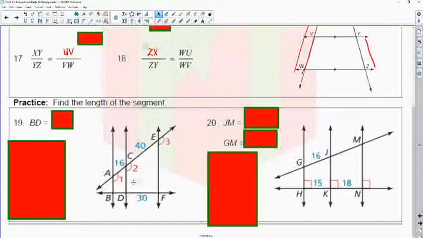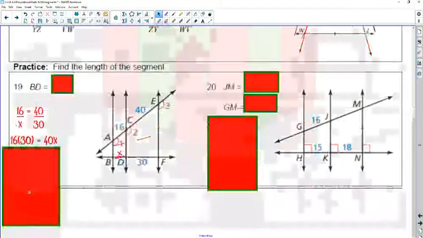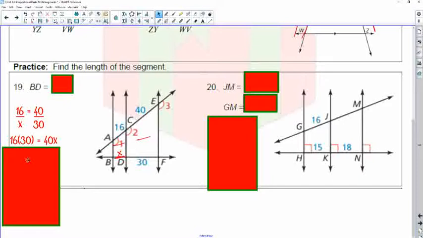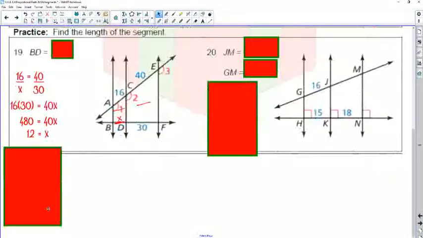All right, so with that concept, if I'm looking for BD, which is this piece right here, 16, I'm going to call this piece x because I don't know what it is. So top over bottom, top over bottom. So 16 over x goes with 40 over 30. Cross multiply and divide, and we find out that x is 12. Make sense?